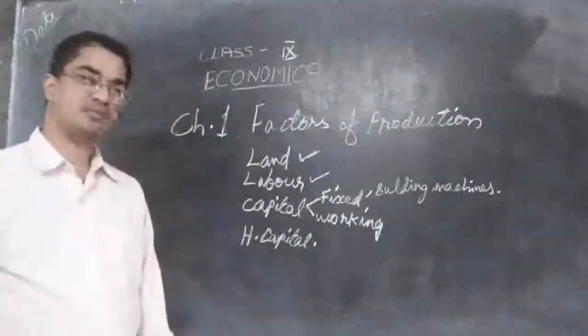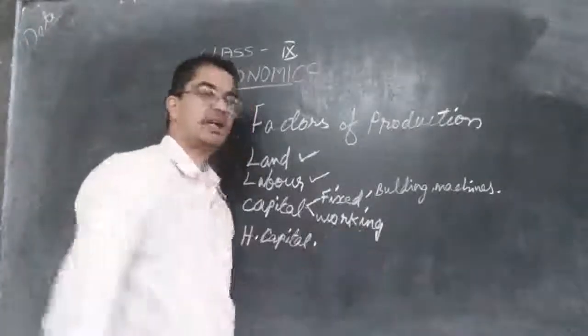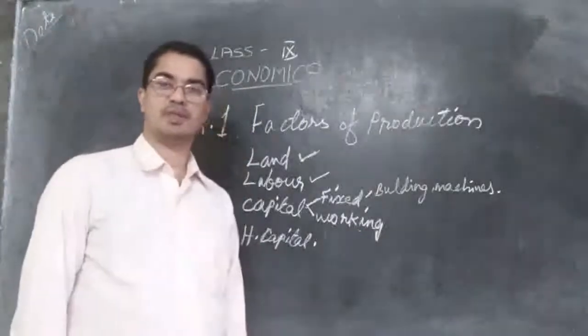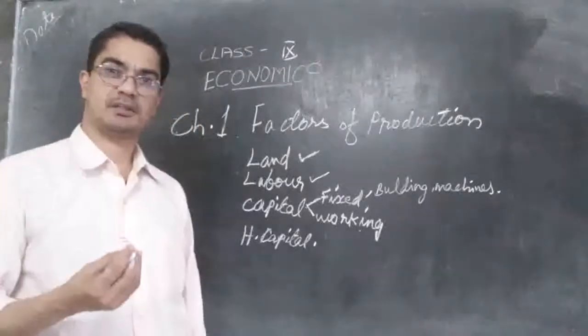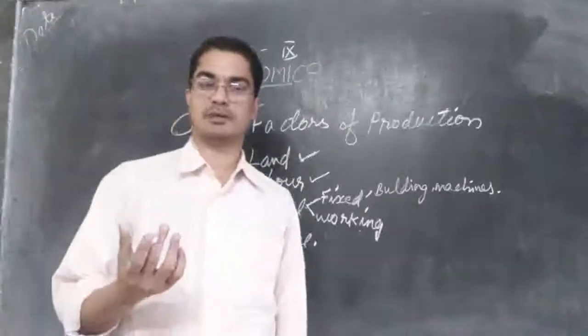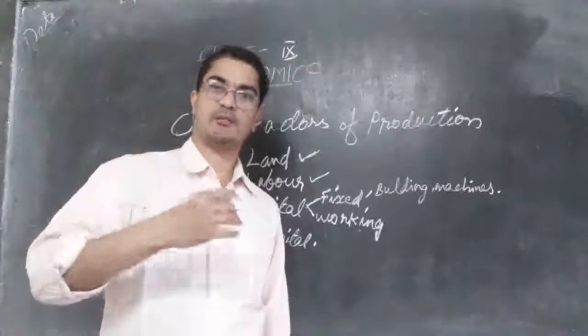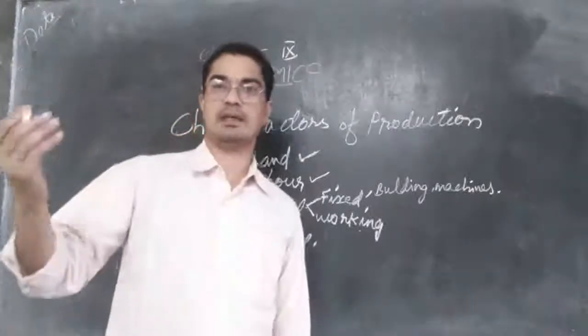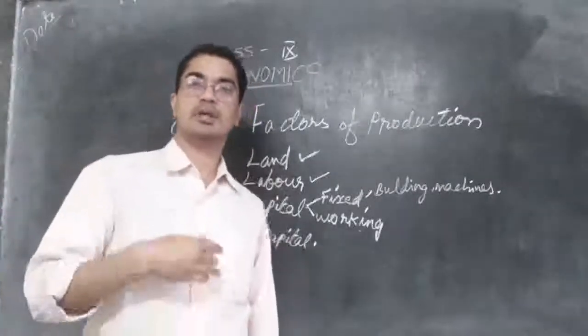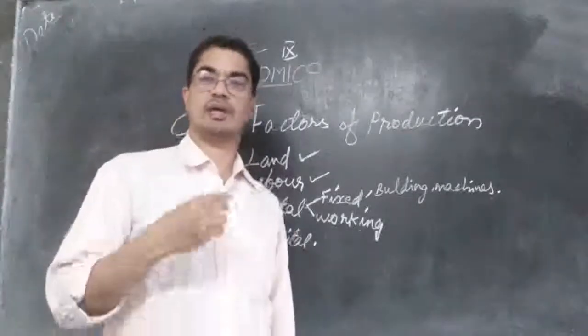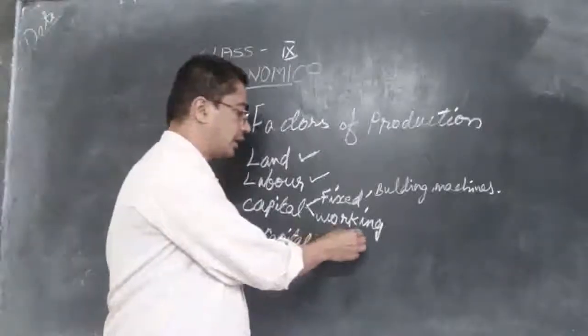Then another type of capital is called working capital. Working capital means the money that we need. If you want to start a production, in the beginning you need a lot of money, and you will get back the money after producing the things and selling in the market. You get back your money, but till then you need to invest a lot of money. So that money is called working capital.